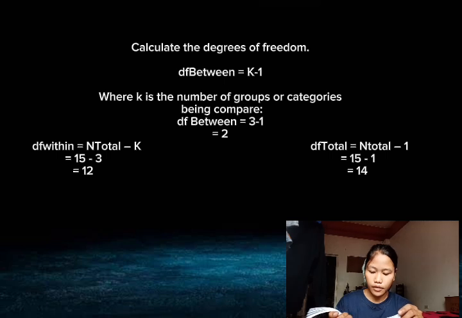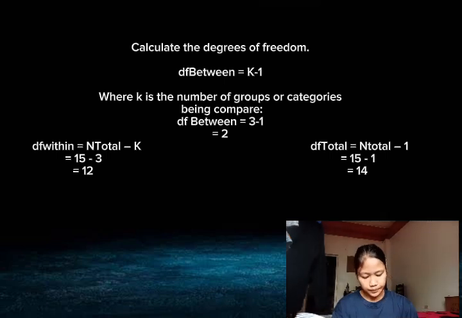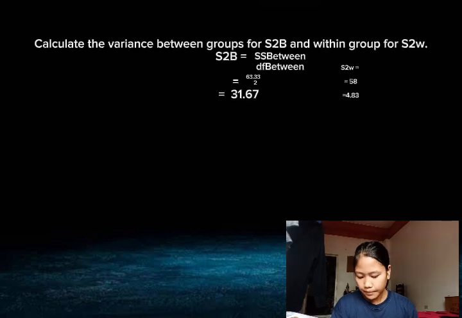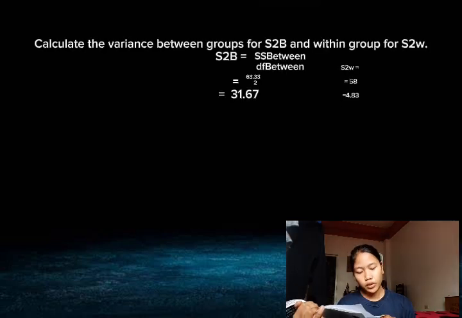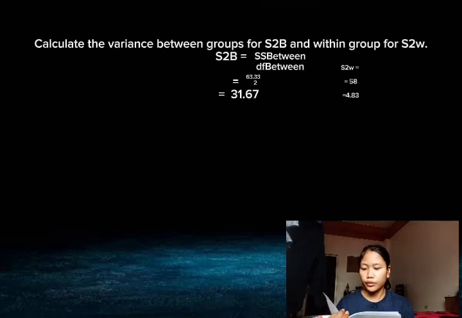Next, we calculate the degrees of freedom, where k is the number of groups or categories being compared. Number 5, we calculate the variance between groups, which is S squared b, and within groups, S squared w.